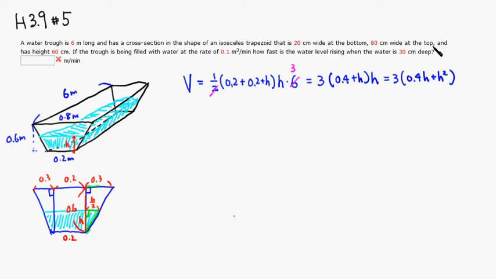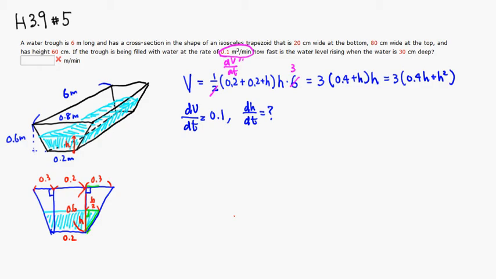Then what else is given? It says that water is poured in at the rate of 0.1 cubic meter per minute. So this is dV over dt, the rate of change of the volume with respect to time. That's given to be 0.1. Then we want to know how fast the water level is rising, so we want to find dH over dt.